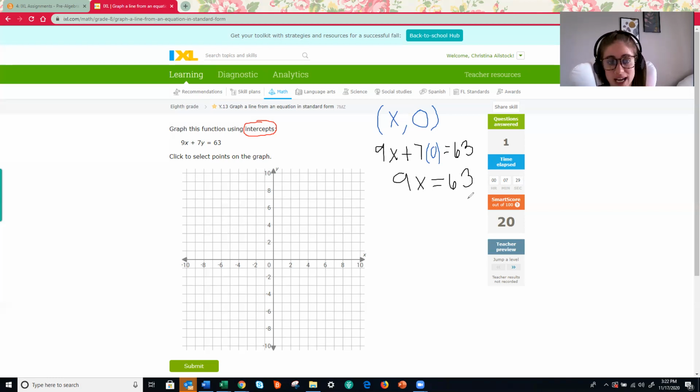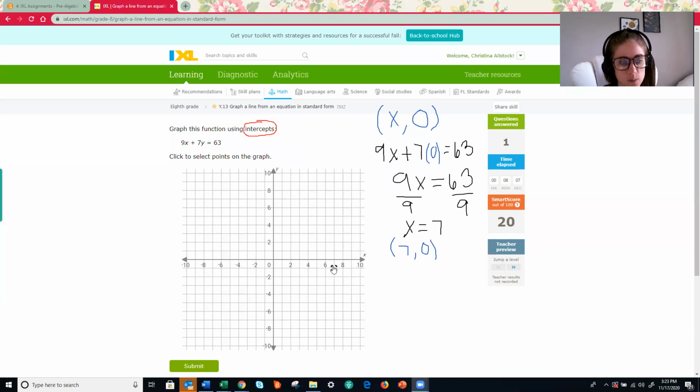Hopefully you're thinking divide, because I see 9 times x, and the inverse of multiplication is division. So we're going to divide both sides by 9. 9 divided by 9 is 1, so we're just left with x. Copy. And then what is 63 divided by 9? 7. So we have an x-intercept at 7. So as an ordered pair, our point is (7, 0). Let's go ahead and graph that.